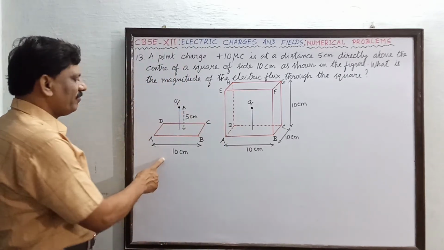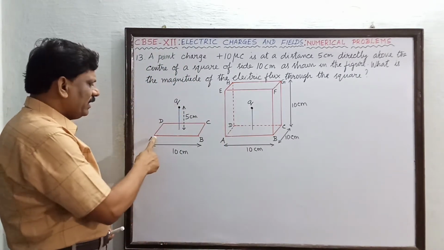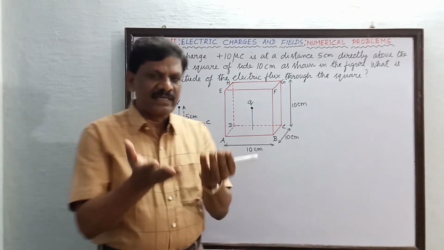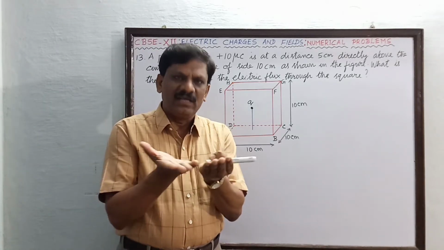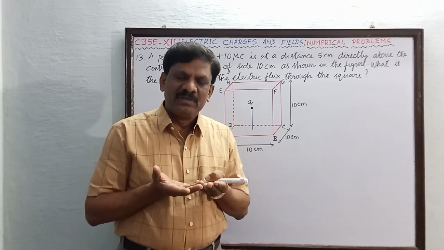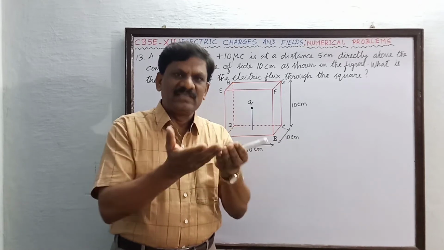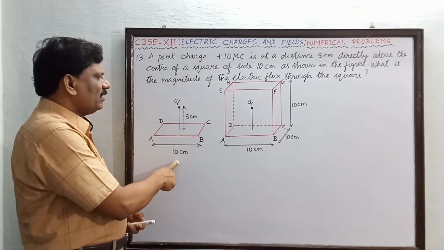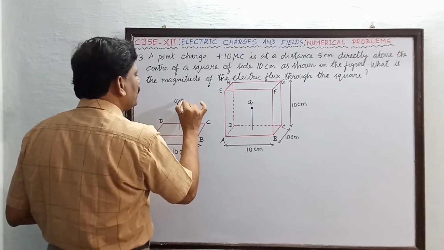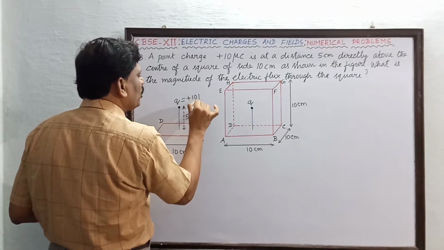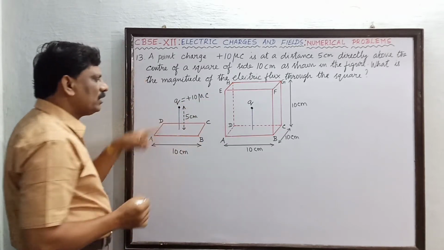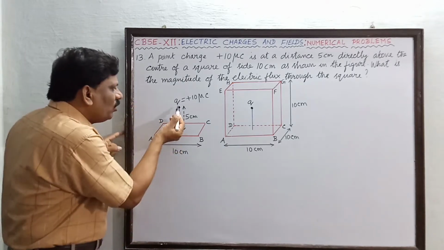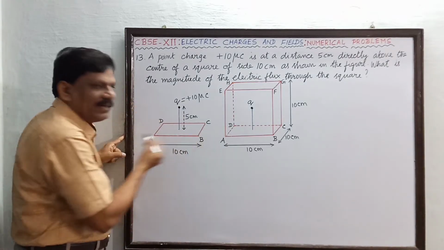So you can see the first picture. A, B, C, D is a square which is kept horizontally, and each side of the square is equal to how much? 10 centimeter. A charge of Q equal to plus 10 microcoulomb is situated above the center of the square ABCD.